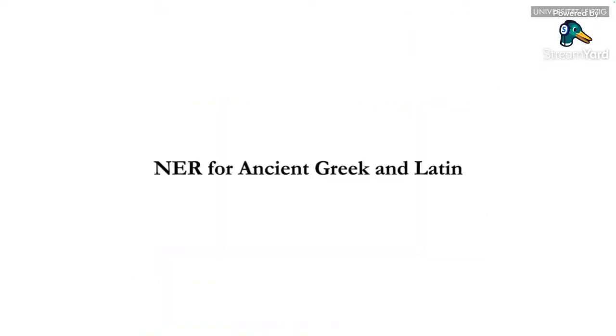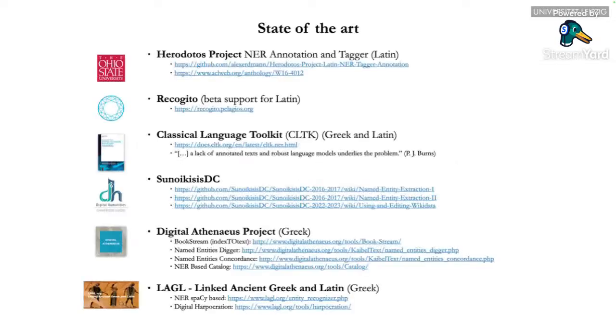But of course, if we want to use named entity recognition for ancient Greek and Latin, we have more complexities. Just as a brief overview, the state of the art today, focusing on these two ancient languages. In this slide, I'm referring to projects that today are experimenting with this method for trying to identify and extract proper names in ancient sources.